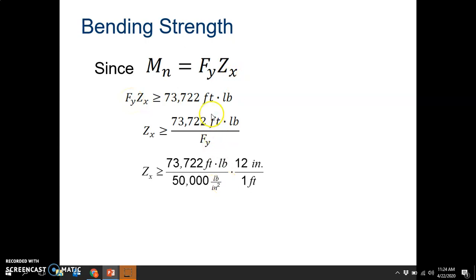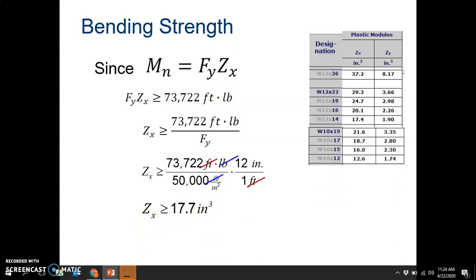Make sure that you are using apples to apples, so get the units right. Fy is in ksi, Zx is inches cubed. The moment right here is going to be in foot-pounds most likely, so you're going to multiply by 12, and we get a Zx of 17.3 inches cubed. Now, once we have this, we can go to that website and figure out the smallest member that has a plastic section modulus of at least 17.7 inches cubed in the X direction. Just showing you how things cancel.